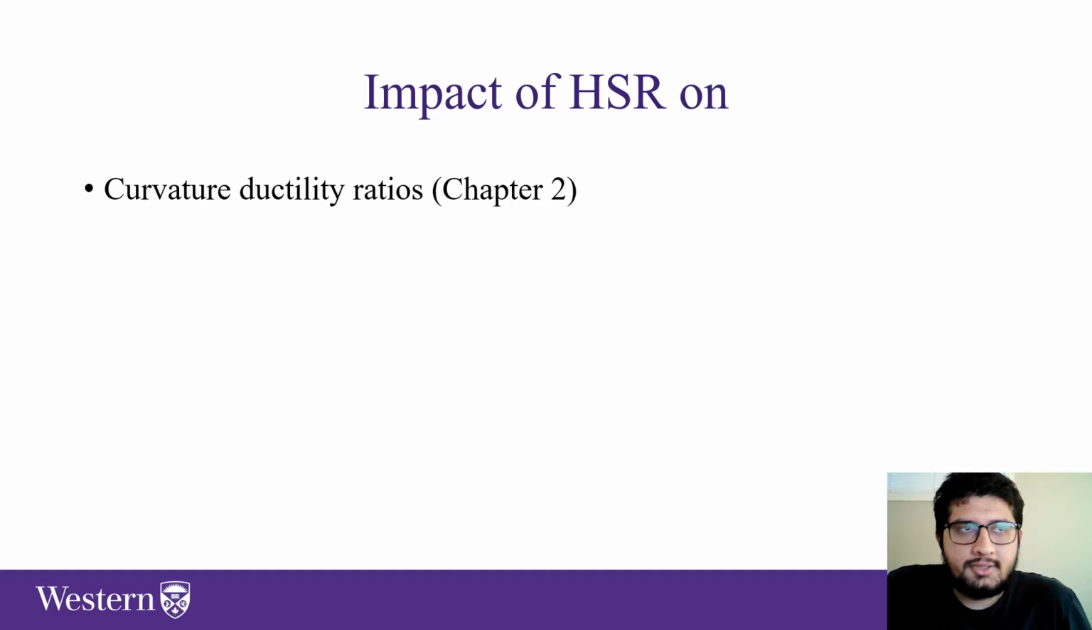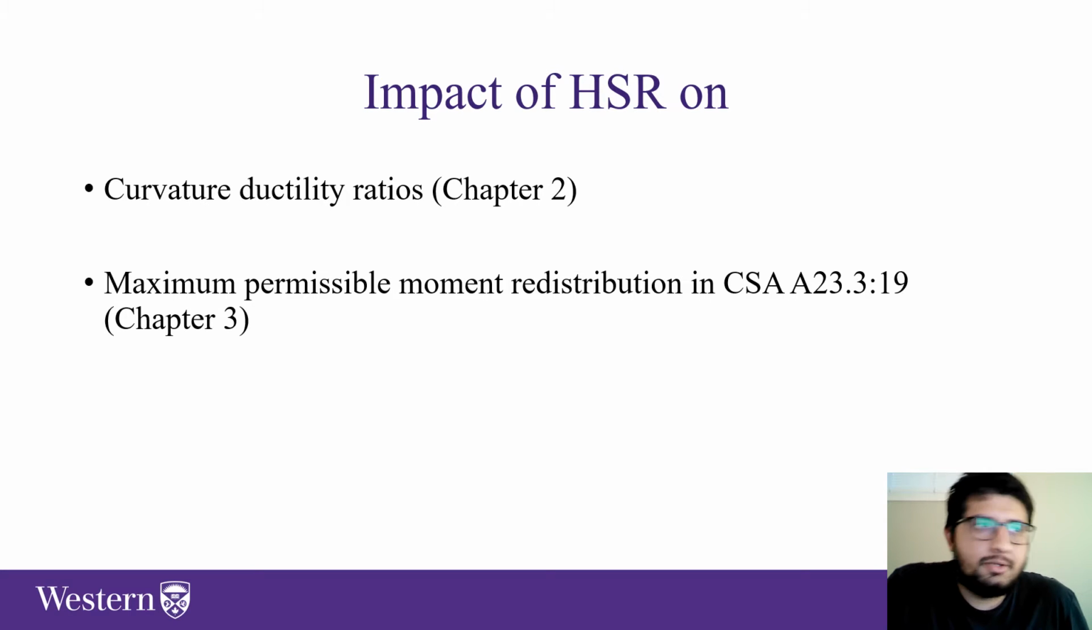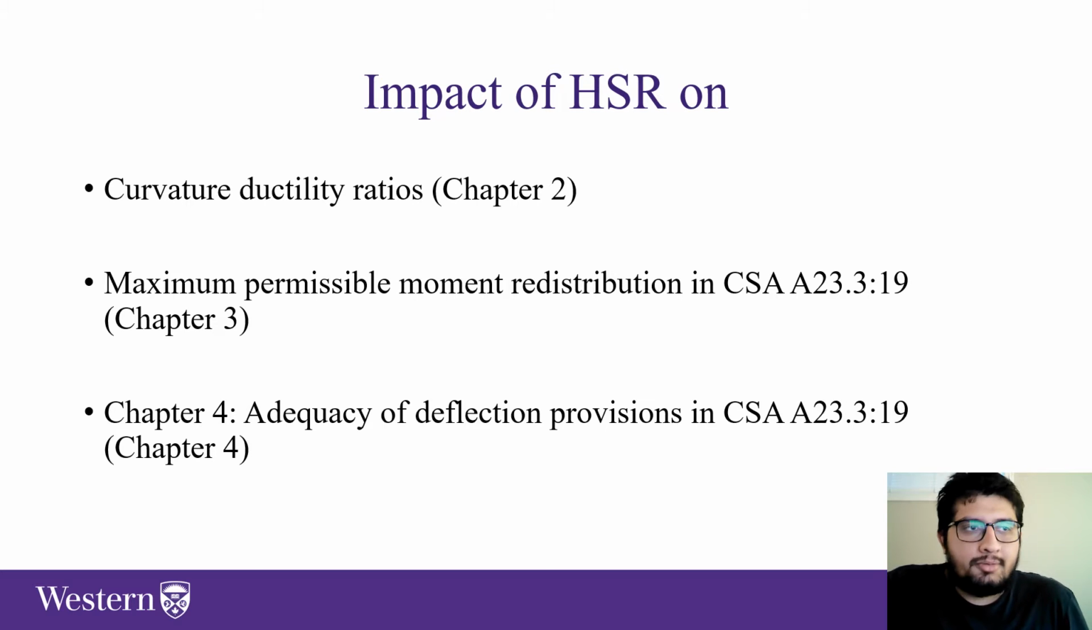Chapter 2 investigates the impact of high-strength steel on curvature ductility ratios. Chapter 3 calculates the maximum permissible moment redistribution in continuous beams, considering ultimate limit states and serviceability limit states. And Chapter 4 investigates the adequacy of deflection provisions in A23.3.